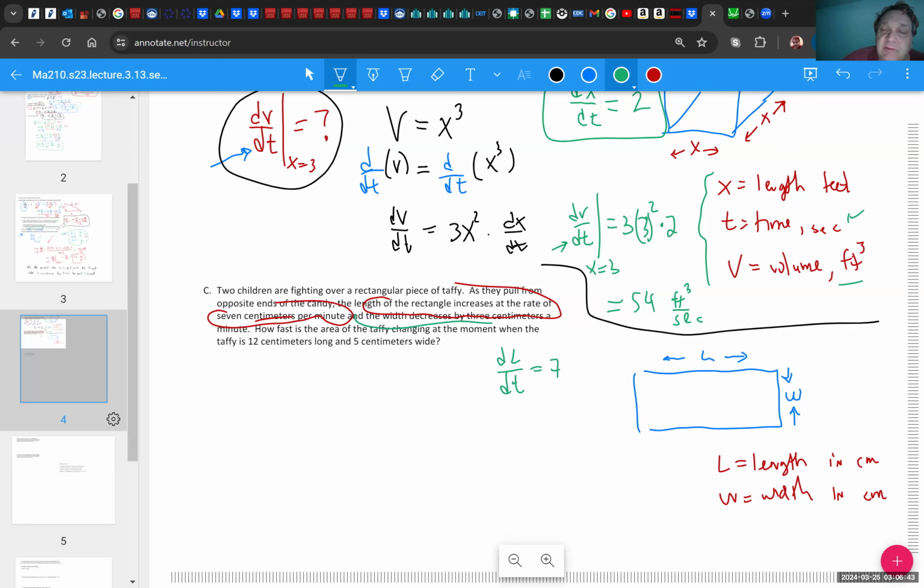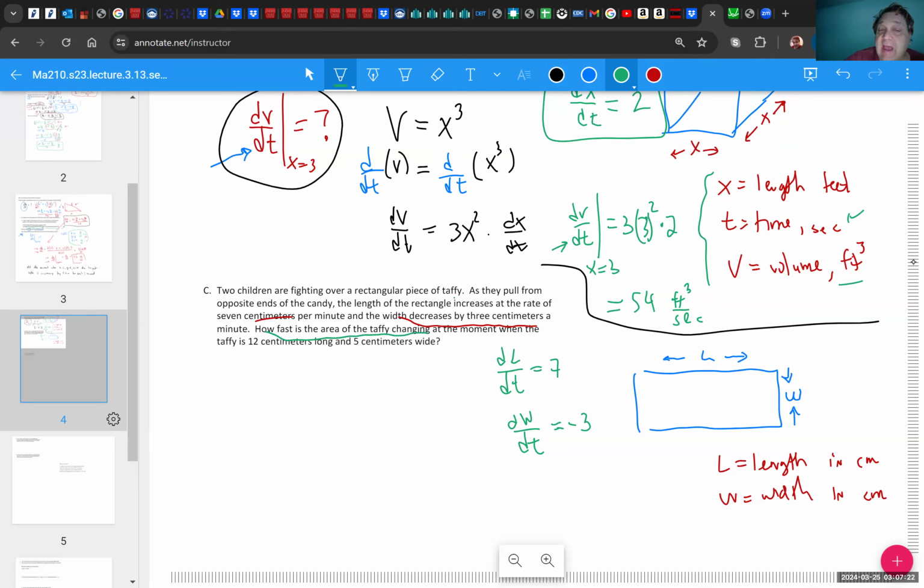It also says the width is decreasing at the rate of 3 centimeters a minute. So this is getting a little messy, so let me just erase all that. The width decreases by 3 centimeters a minute. So that's dW/dt. And notice that it says it's decreasing, so this should be a negative rate, right? A negative slope means that it's going down, which means that the output variable is getting smaller. W is getting smaller, so it has a negative slope, right? Negative rate.